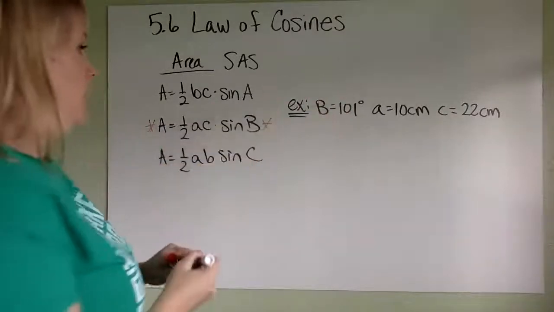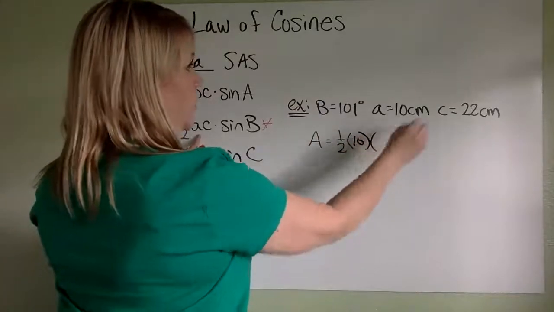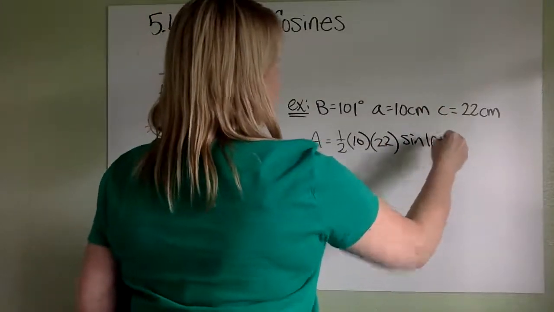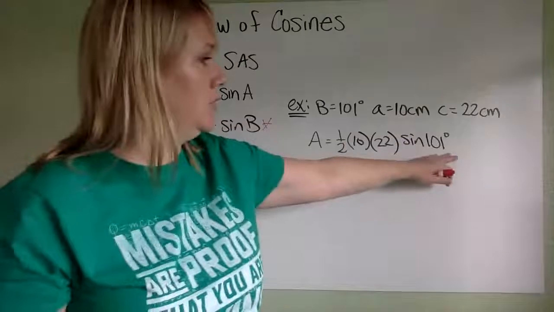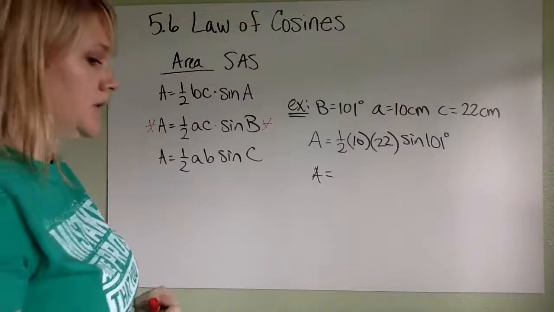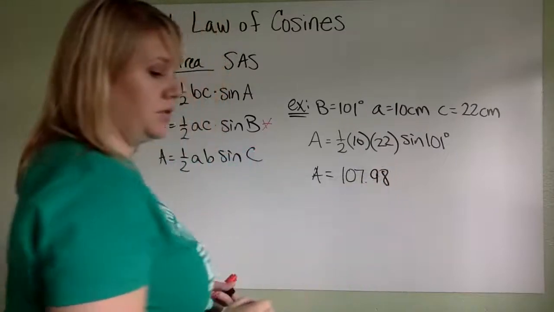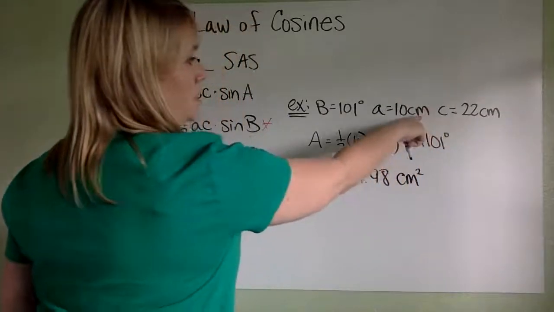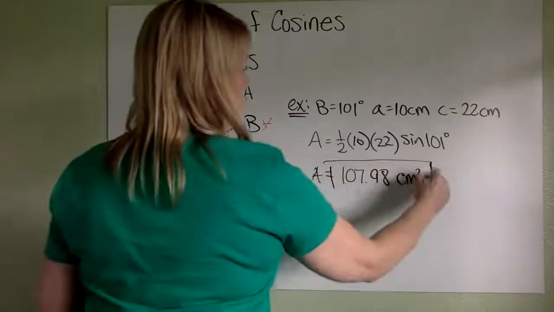We're going to plug in the stuff that we know. So area is 1/2 times side A, which is 10, times side C, which is 22, times the sine of angle B, which is 101. And when you calculate that, that's just a calculator problem. You should type that into your scientific calculator as one long string, exactly the way that it looks, not in parts. And you end up with 107. We'll round to the 100th place, so 2 numbers after the decimal. And if it has units on your side measurements, then you need units squared on your area.